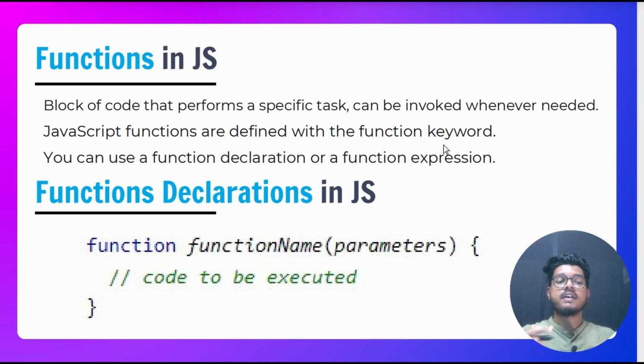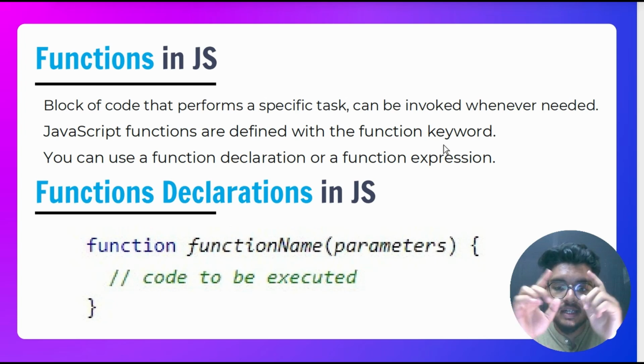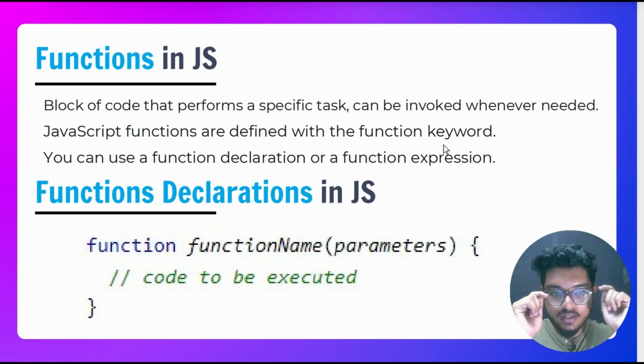Functions in JavaScript: a block of code that performs a specific task and can be invoked whenever needed. JavaScript functions are defined with the function keyword. You can use a function declaration or a function expression. For defining a function as well, there are two key factors: you can directly declare the function, or you can assign it in the form of an expression. Do not worry, we'll discuss this.